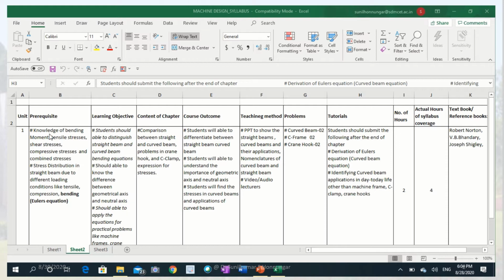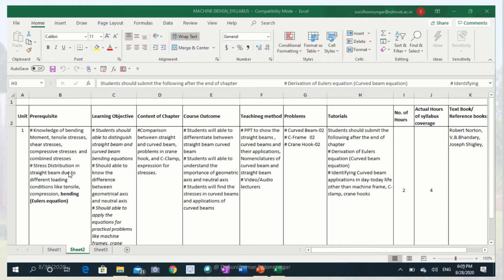The prerequisite for this curved beam is a knowledge of bending moment and tensile stresses, shear stresses, compressive stresses, and combined stresses. What does that mean? You are supposed to know what is meant by bending moment, tensile stresses, shear stresses, compressive stresses, and combined bending stress. We will quickly cover that bending equation as and when we come to it, so just quickly glance through it yourself.